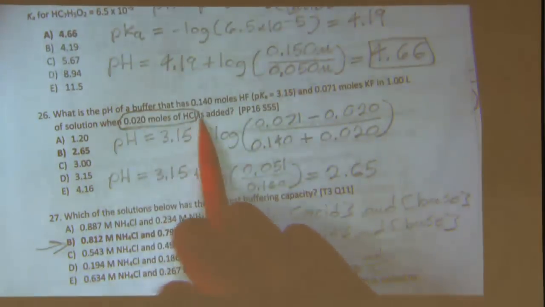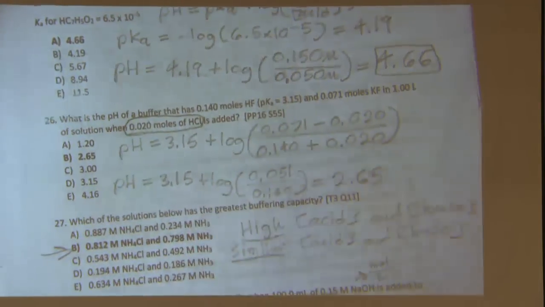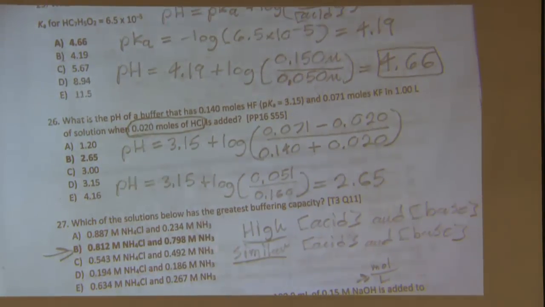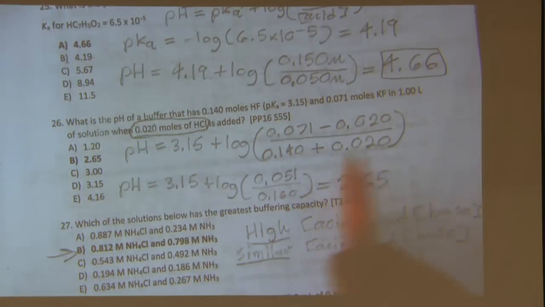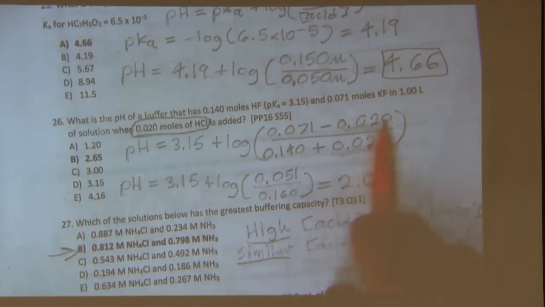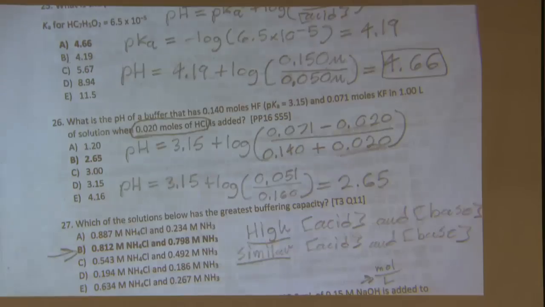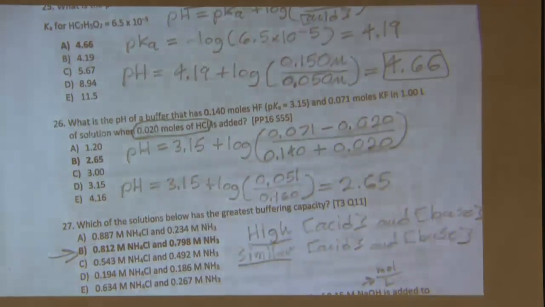Whenever it's adding in a strong acid or strong base, if I add the acid, I just add those moles to the acid side and take them away from the base. If I add a base, what do you think I do? Add to the base, because I'm adding base, and take away from the acid, okay? So that's a really neat trick you can learn.